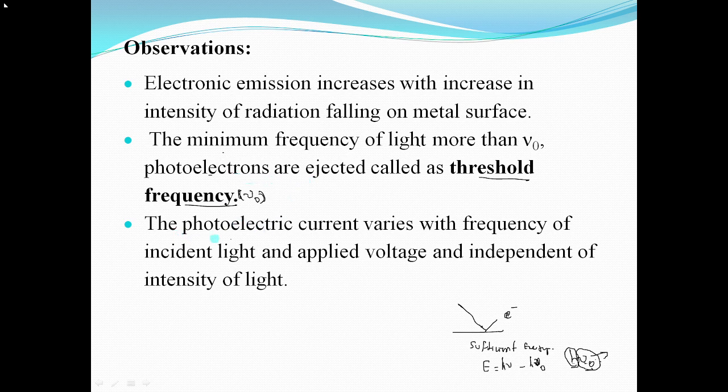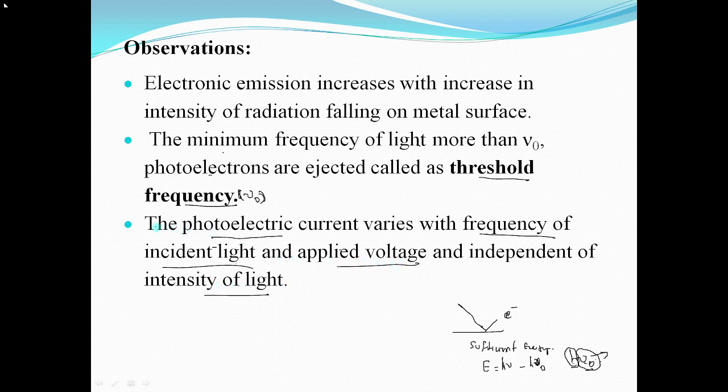Next, the photocurrent varies with respect to the frequency of incident light. It depends on the frequency of light and on the applied voltage, but it is independent of the intensity of light. So photocurrent depends on frequency of light and applied voltage but is independent of intensity of light.